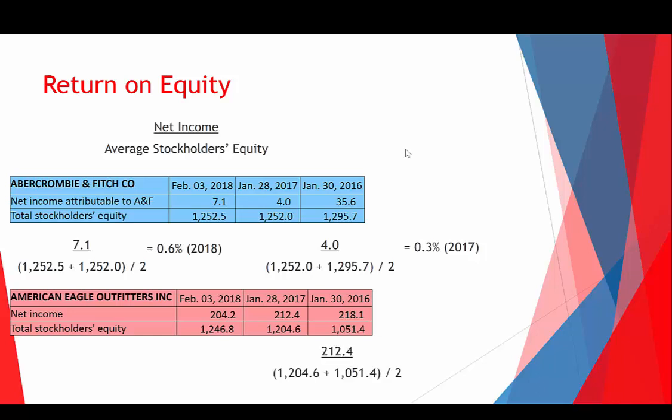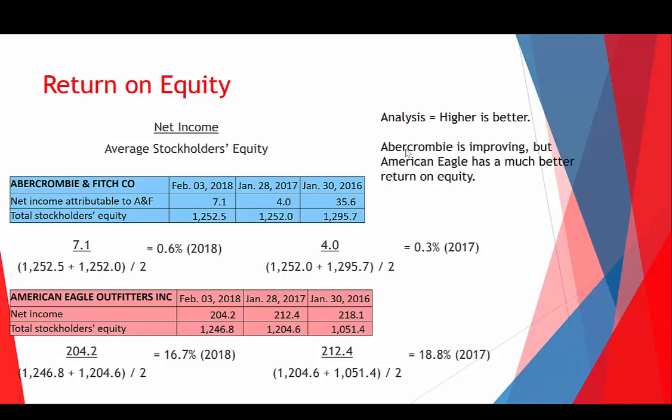American Eagle, again, they had a healthier net income, so we're going to expect that they are providing more kind of return to their shareholders. 18.8% in 2017, 16.7% in 2018. So it went down partially because they made less income, but then also because they just had a higher shareholders' equity, so they weren't providing as strong of a return. That's still a pretty good return, though. If you were one of those people who originally contributed equity, and your numbers are included in there, and you're earning 18.8 or 16.7% on that, that's pretty good.